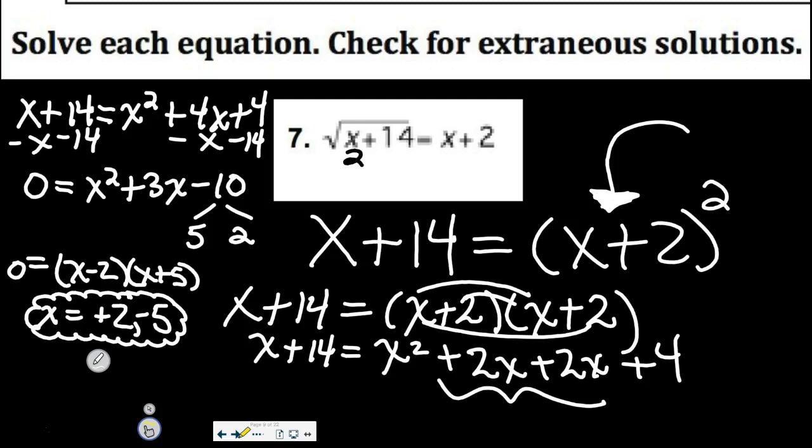So when x is 2, I'd have root 16 equaling 4. That's a good answer. Square root of 16 is 4, right, Jackson? So I like the 2. That is an answer. When I put in negative 5, I'll get a 9 under a root. And what's the square root of 9? 3, not negative 3. So this is what we call garbage, or an extraneous solution. Will you remember to check them? If you don't, it's the difference between an A minus and an A. But you should check them. Make sure you don't get negatives.